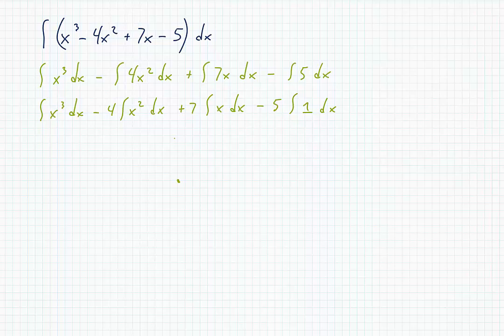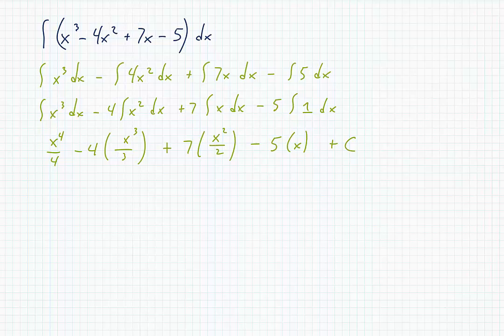So we're going to end up with x to the fourth over 4 plus c, but I'm going to wait with the plus c until the very end. I'm going to have minus 4 times, this is going to be x to the third over 3 plus c, but again we'll wait till the end, plus 7 times x squared over 2, again we would pick up a plus c, but I'm waiting, and then finally minus 5 times x. Then I'll add on the plus c.